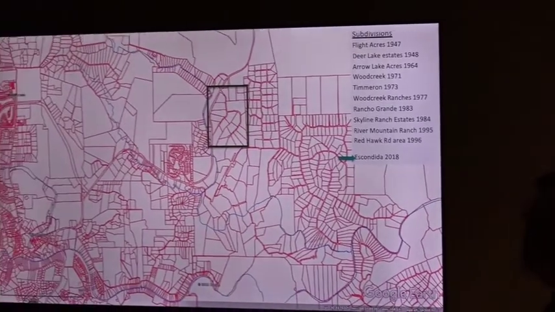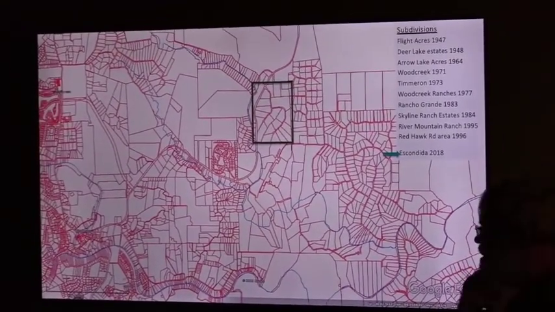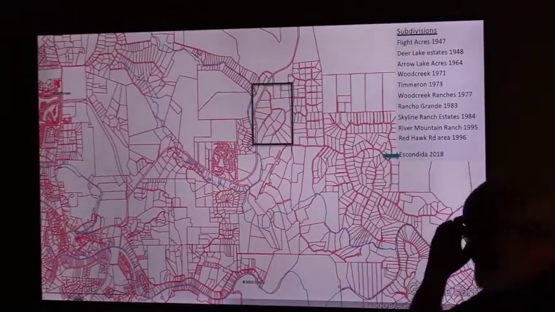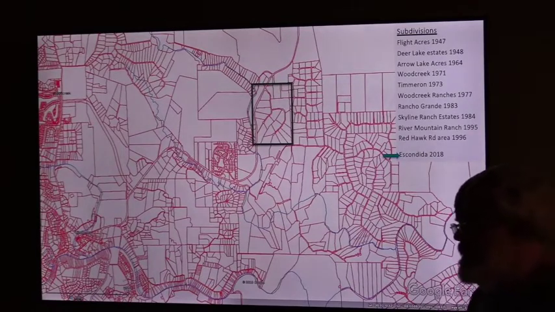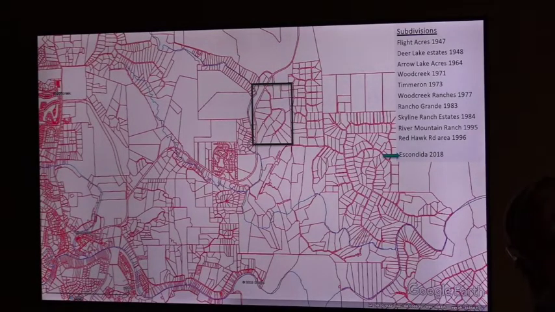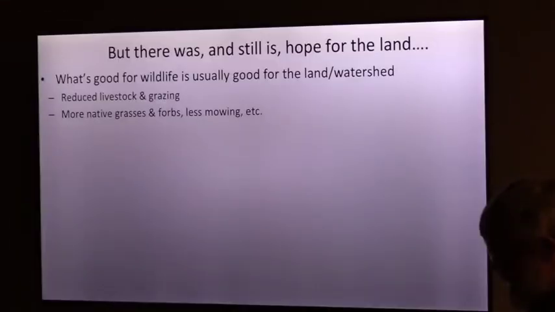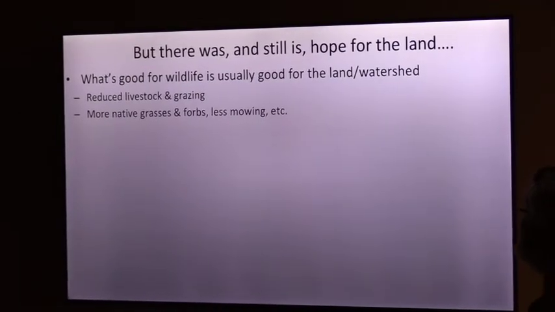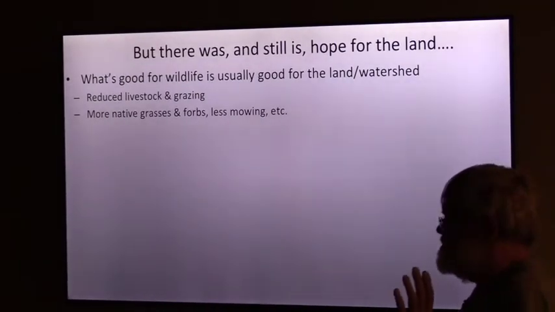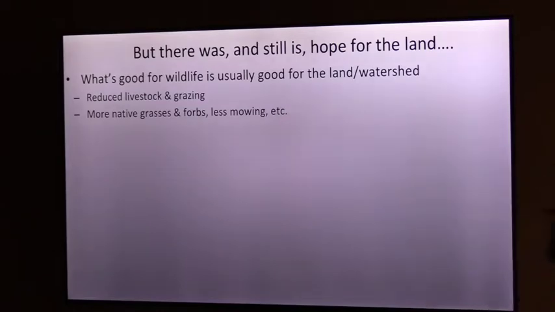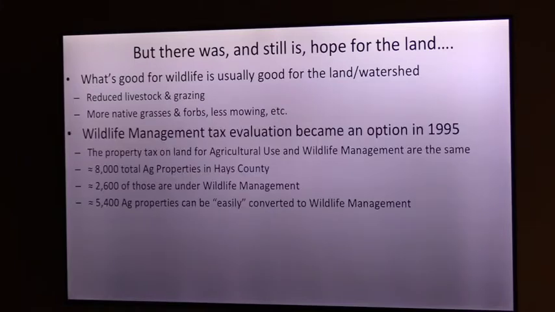Okay, so Escondida just got done, and at one time we thought, oh wow, look at that, those things are big enough to do wildlife management, but unfortunately they're running exotic game in it. Okay, but there was and still is hope. What's good for wildlife is usually good for the watershed. It reduced livestock and grazing, more native grasses, forbs, less mowing, produces more water, more steady flow in the creeks, all that stuff we all know.